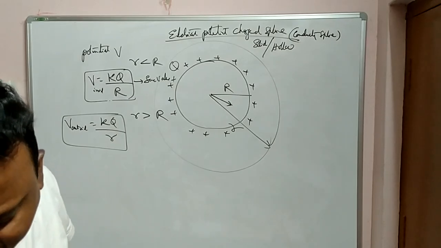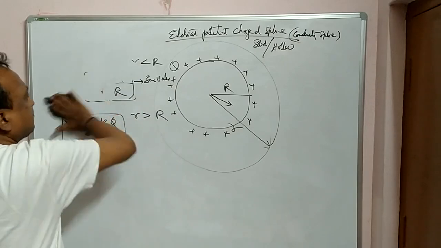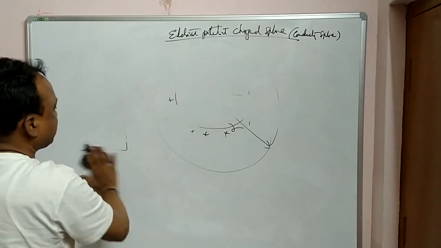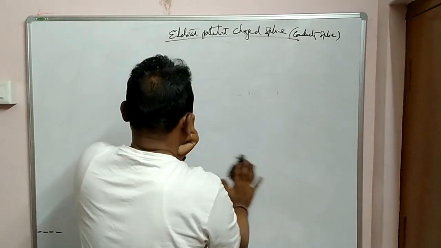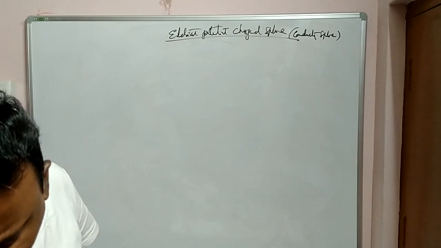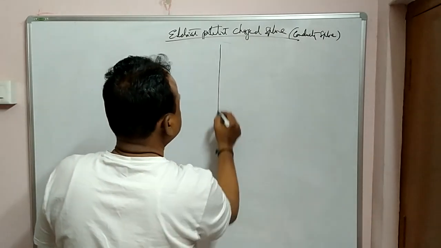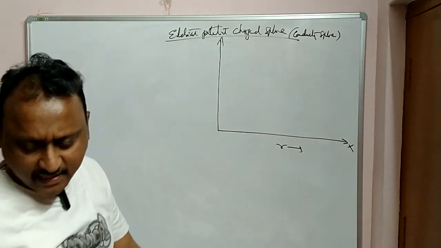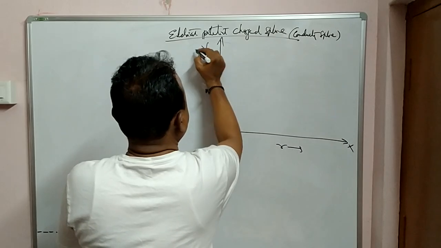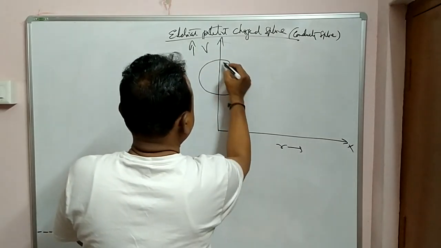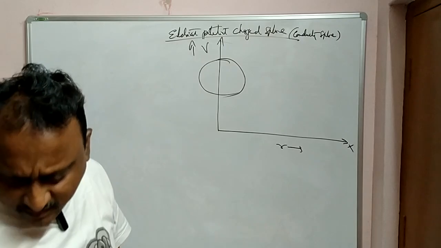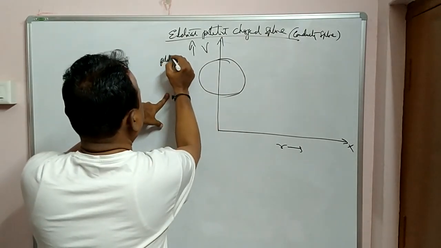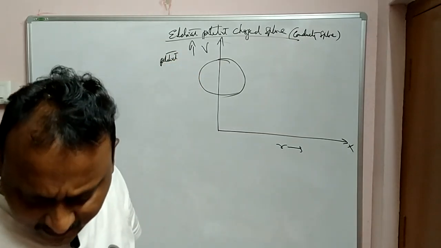Now, shall we draw a graph for this one? Potential graph, intensity versus radius. Let us draw a graph for intensity versus radius. Okay, let us draw a graph. So this is radius on the x-axis. Here I said intensity, potential please. We are explaining potential. So this is a sphere. Potential on the y-axis, radius on the x-axis. Observe carefully.